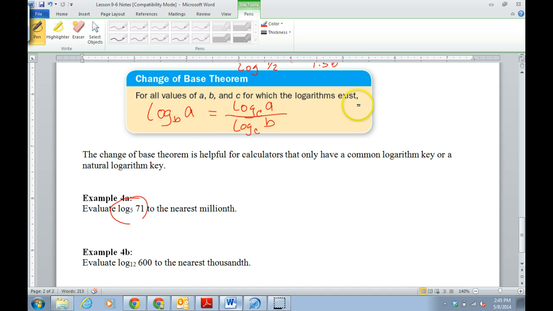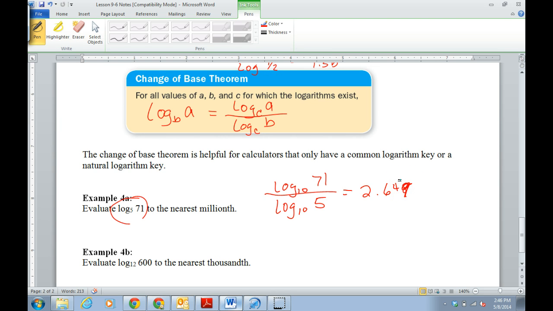Okay, so to do that, I'm going to say log base 10, and I'm going to have the a value, which is what in this case? 71. Over log base 10 of the b value. What's our b value? 5. So when I find that, it's going to be 2.648. And I didn't take it out to the nearest millionth. Would it be 4 9? So that was 5. Round it up? Yep, it could be.